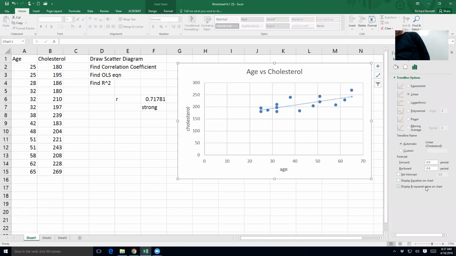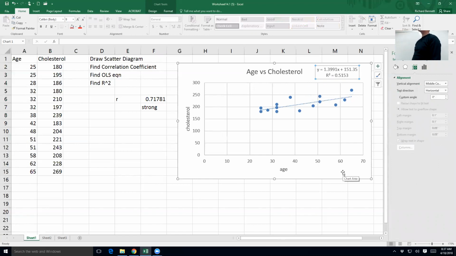Display R squared value on chart. R squared. Equation. You really want the equation more than the R squared. But let's just review here. What does R squared tell you? Mostly all the dots actually fall to the line. No, the scatter plot tells you how closely they fall to the line. What does R squared tell you?